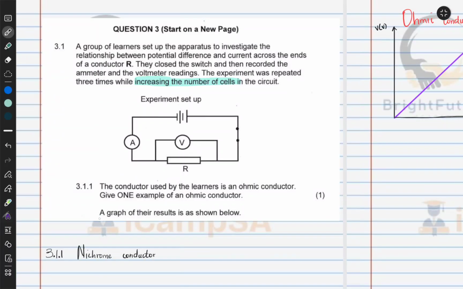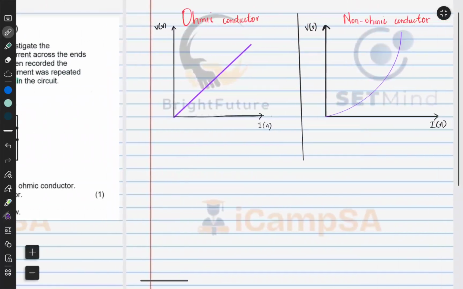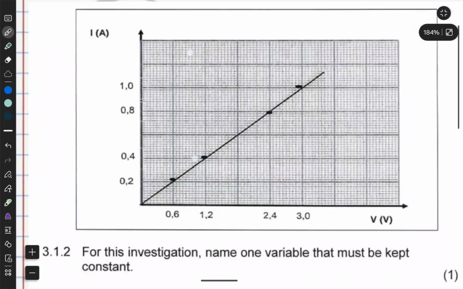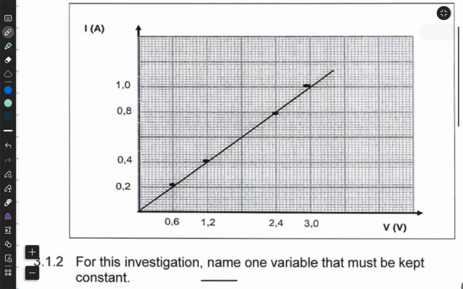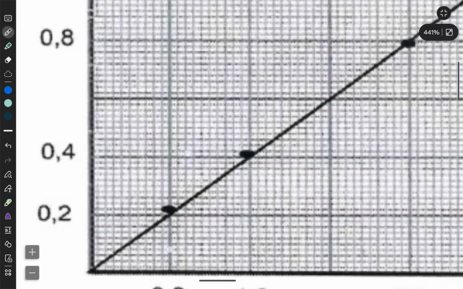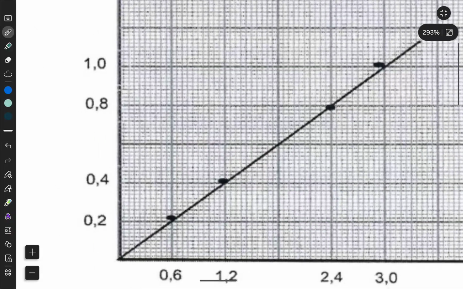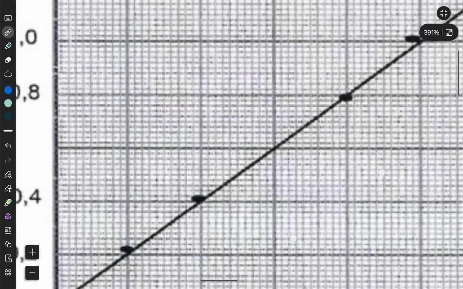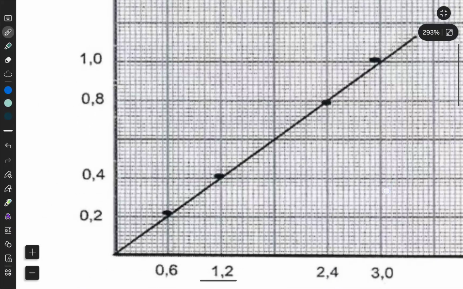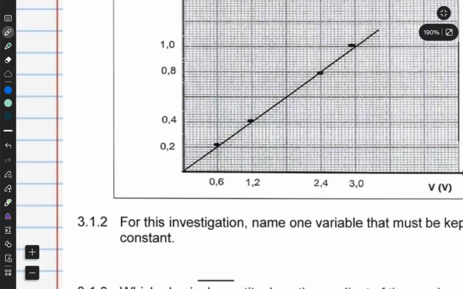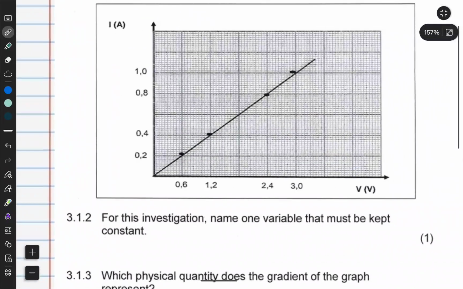And then after, we're told that a graph of their results is shown below. So the graph that they're referring to is this one that we have here. These are the results that they were able to get, and they plotted the graph, and this is what we see. It might not be that clear, but if you check, it's a straight line graph, which makes sense because they're investigating an ohmic conductor.